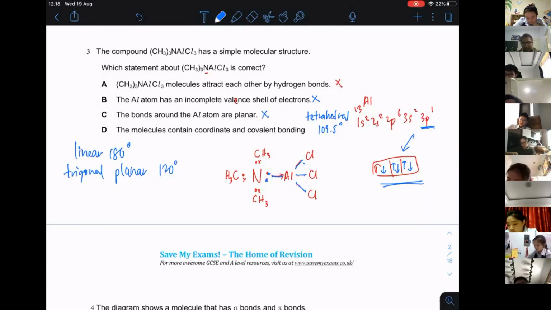The molecule contains coordinate bonds, yes, and they have covalent bonding, yes. So that's going to be the answer, D.